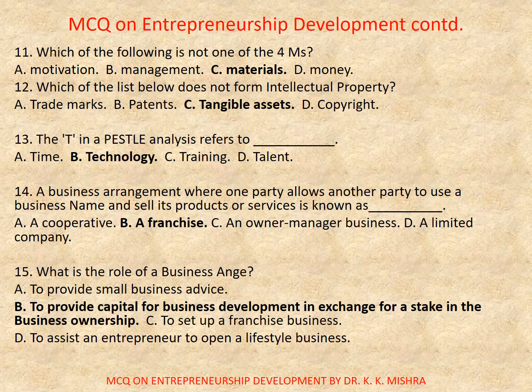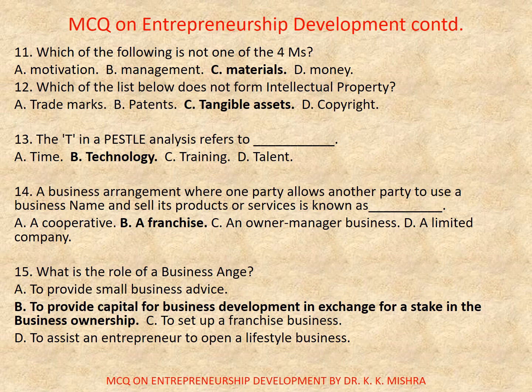Question number 12. Which of the list below does not form intellectual property? Here, actually, I have not been able to provide the list, but if it is asked, then obviously intellectual property is not for tangible assets. It is all trademarks, patents, copyrights. They are basically termed as intellectual property rights. So correct option is C.